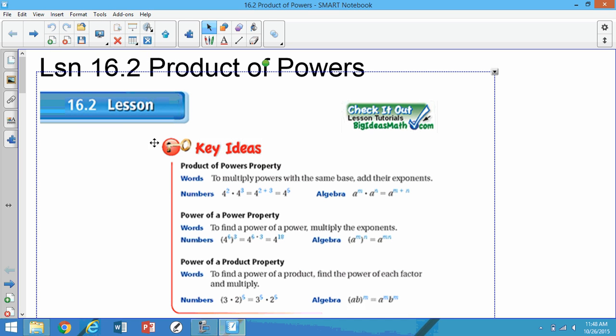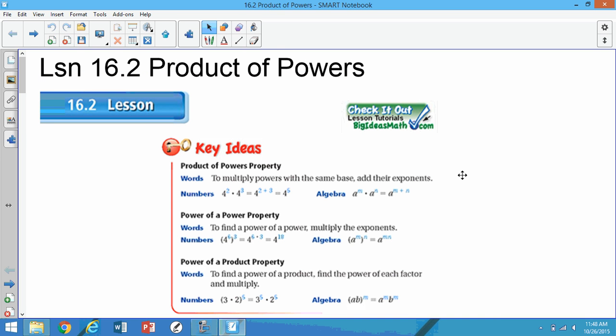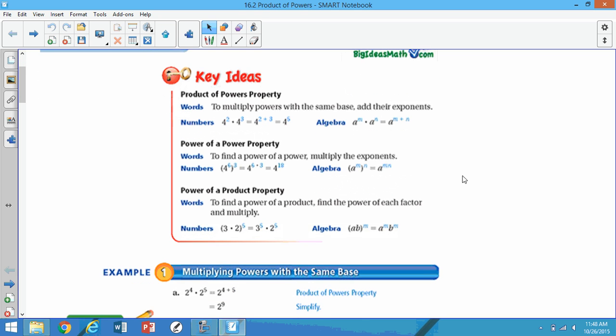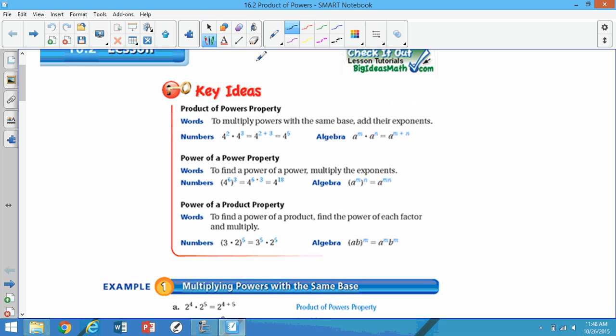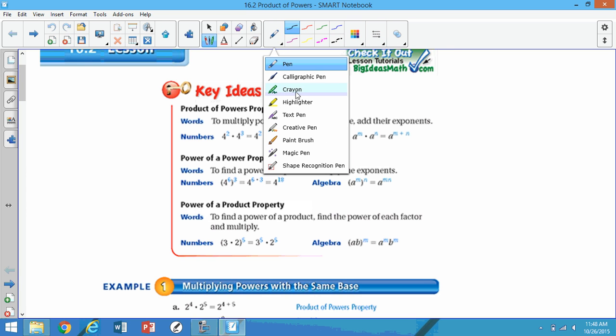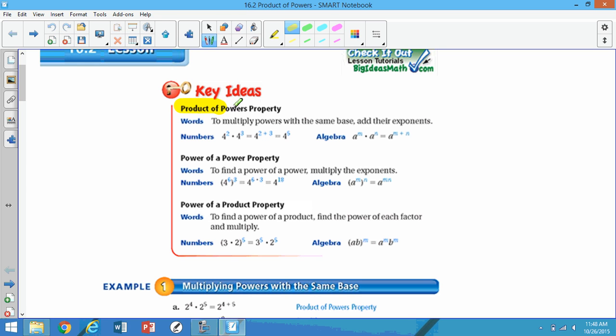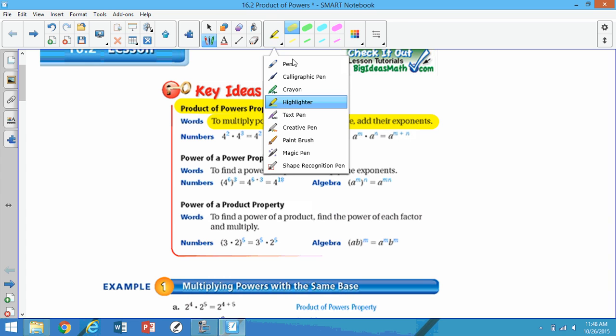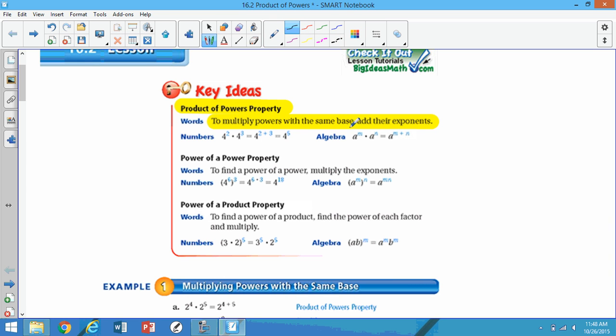Okay, this lesson is on 16.2 product of powers. So we've talked a little bit about some of the key concepts from the last section. What you need to know is that the product of powers property says that to multiply powers with the same base, you add their exponents. That's really super important, that you understand that you are going to add the exponents.